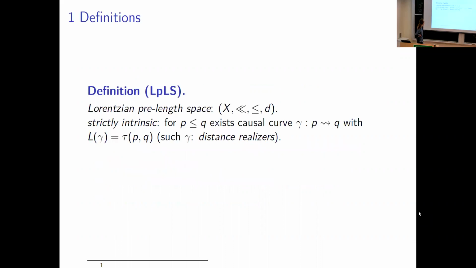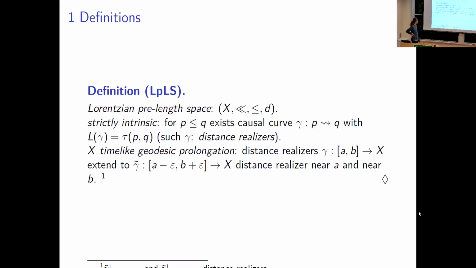And yeah, let's start. A Lorentzian prelength space is just these things we've already seen: the time-like relation, the causal relation, and the distance. It's called strictly intrinsic whenever for two causally related points there is a causal curve between them where the length is the tau distance. Such curves are called distance realizers. We also need this time-like geodesic prolongation: every distance realizer can be extended a little bit on both sides, such that this extension is a distance realizer near the two endpoints. So this is basically that maximally extended geodesics are defined on open intervals.